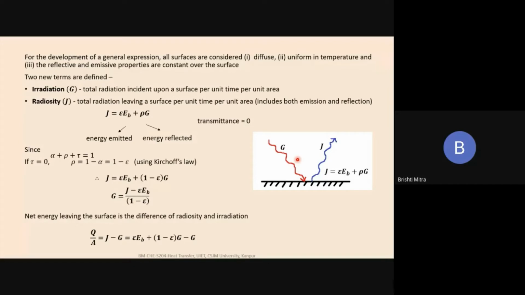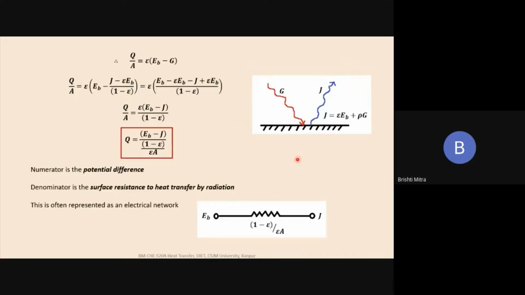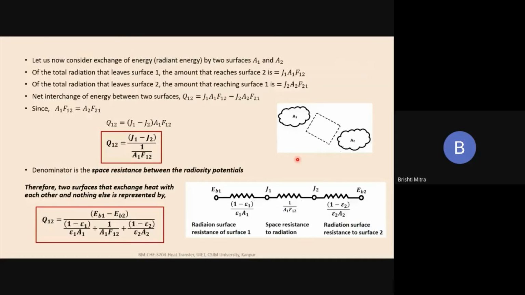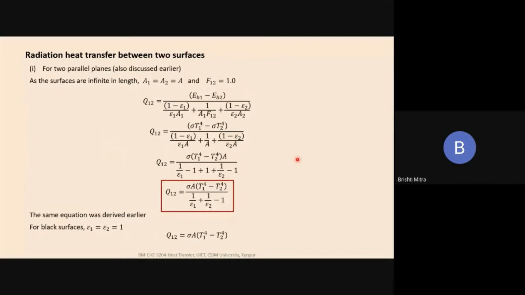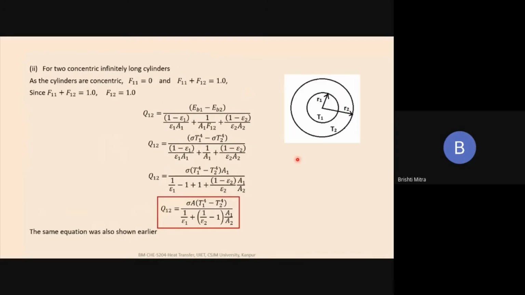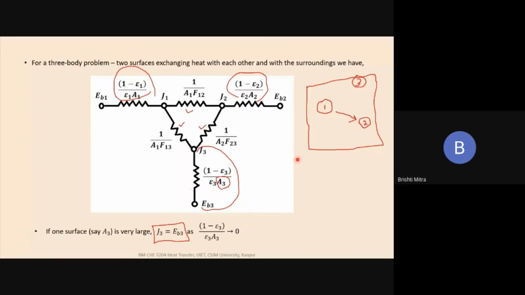We had done it for parallel plates, but those were not easy things to do. So all geometries will not match up to parallel plates or concentric cylinders or spheres. So in order to find a general expression, we defined what is irradiation, we defined what is radiosity, and tried to solve it like an electrical analog problem. This is the expression for a 2-body system, which we have reduced for simpler cases. And when we have a 3-body system, this is the way we can solve an electrical analog.